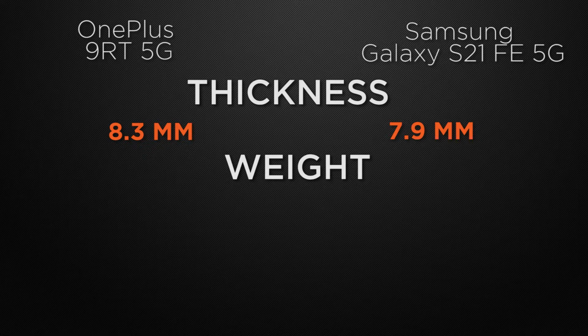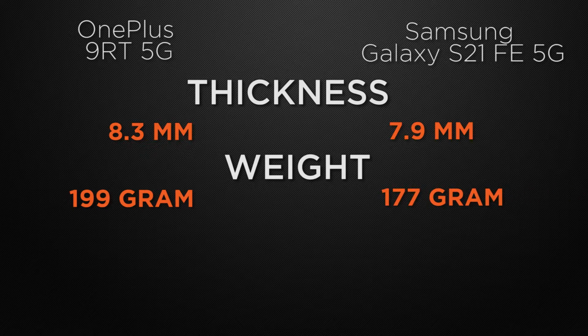Talking about the weight of the devices, 9RT comes with 199 grams of weight, whereas the S21 has 177 grams of weight. So the winner here is S21 because it has a lighter body weight.